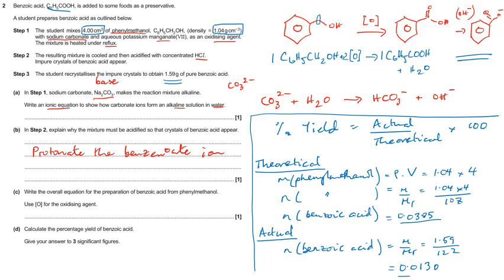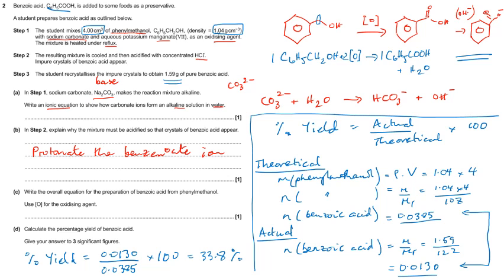Compared to what we might have produced in perfect conditions of 0.0385. Okay, so that leaves us just to calculate the percentage yield, which is our 0.0130 divided by our 0.0385 times 100. Turns out at 33.8%.